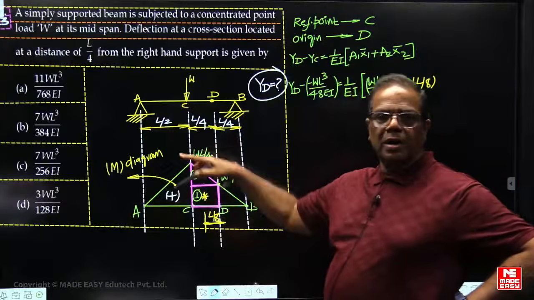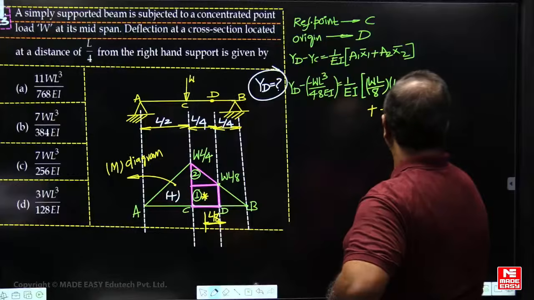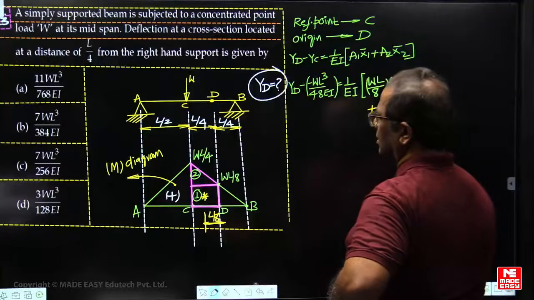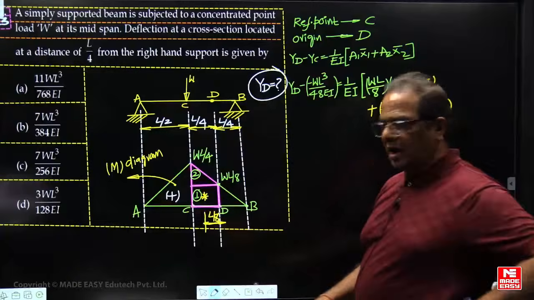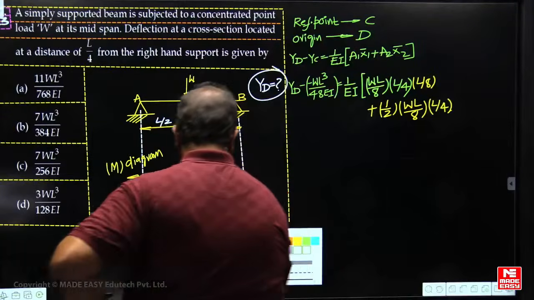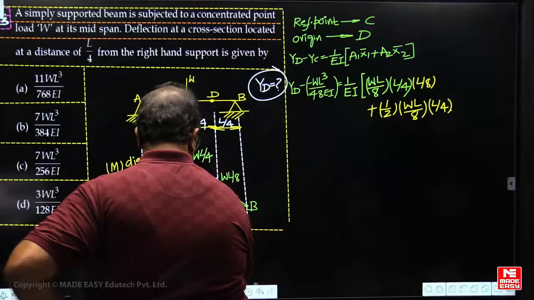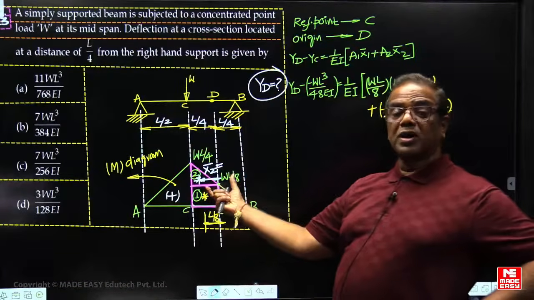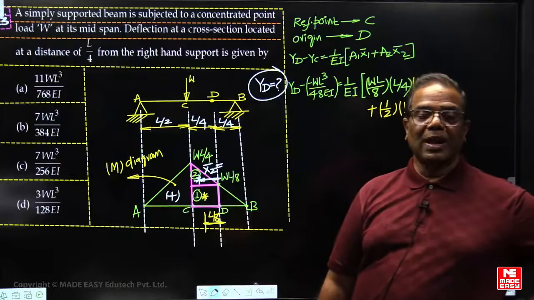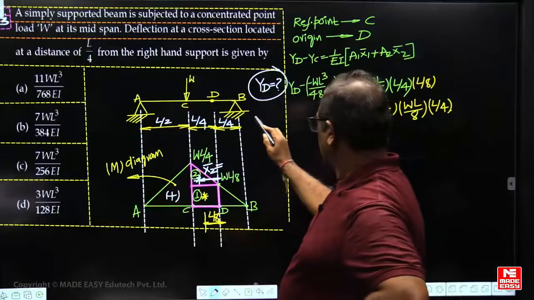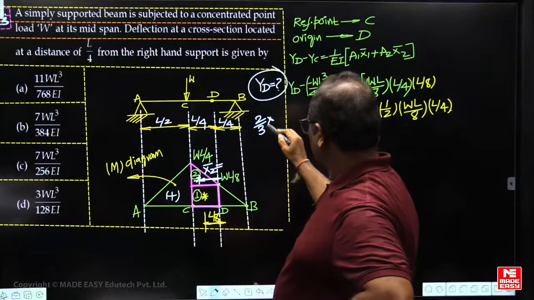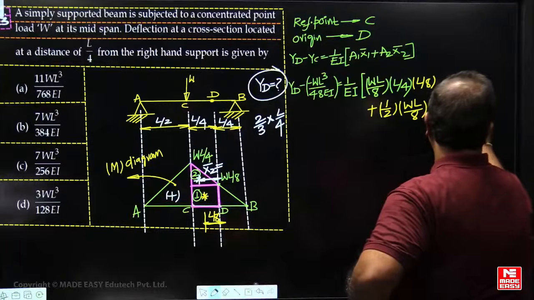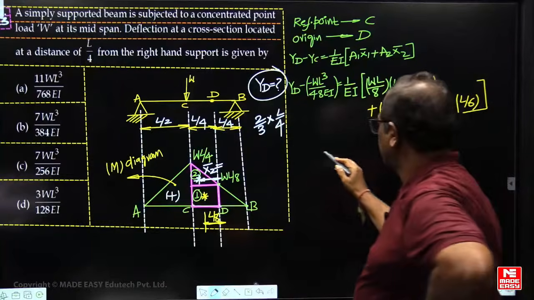Next, this area. For this triangle, the area is 1 by 2. Its height is also about WL by 8. Next, its centroid. Once again, you measure from the origin. This is the x2 bar. What is the x2 bar now? It is 2/3 of L, but what is the L value now? L by 4. 2/3 of L by 4, so it is L by 6. That's all. Simplify, and you'll get the answer now.